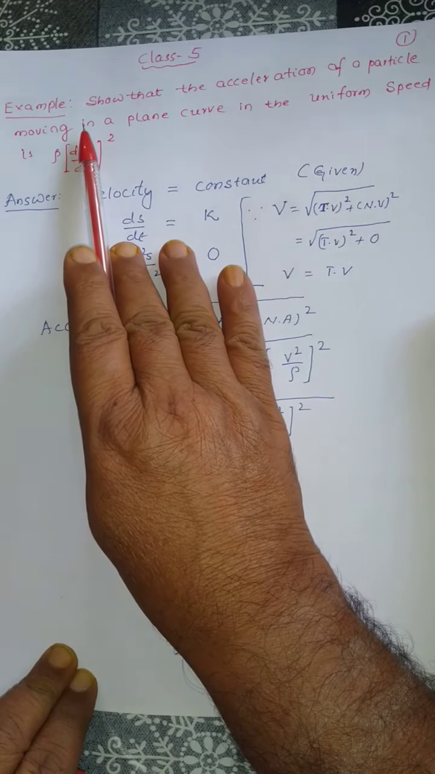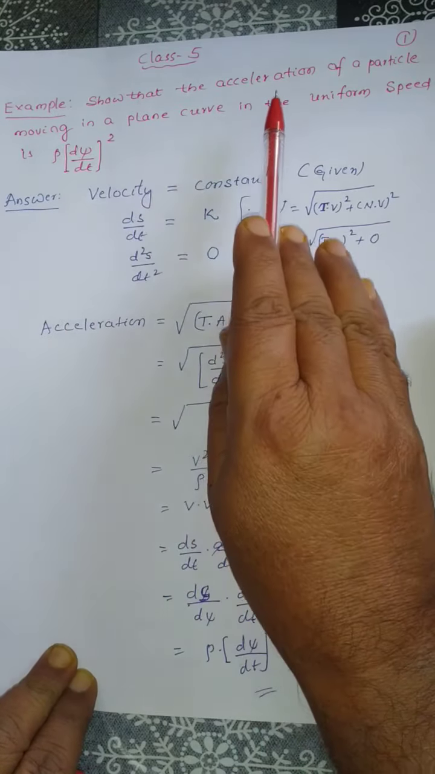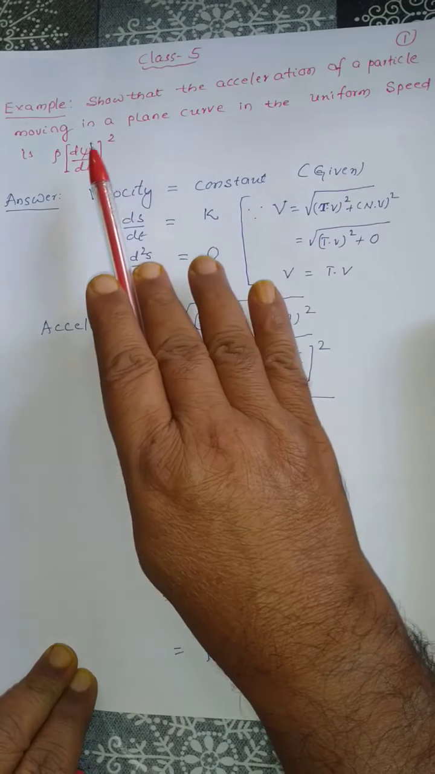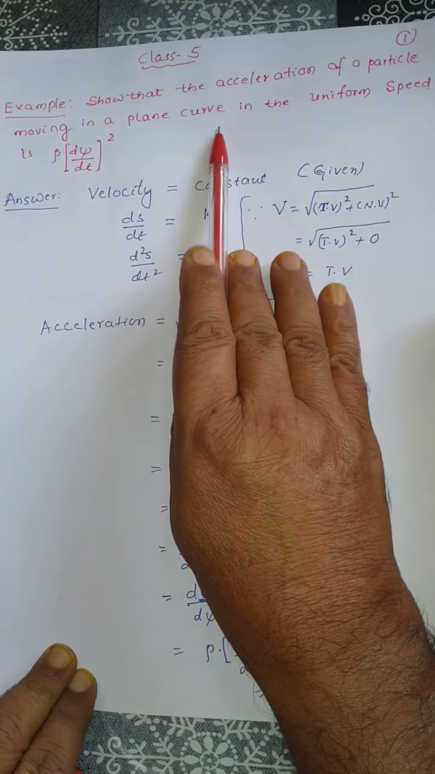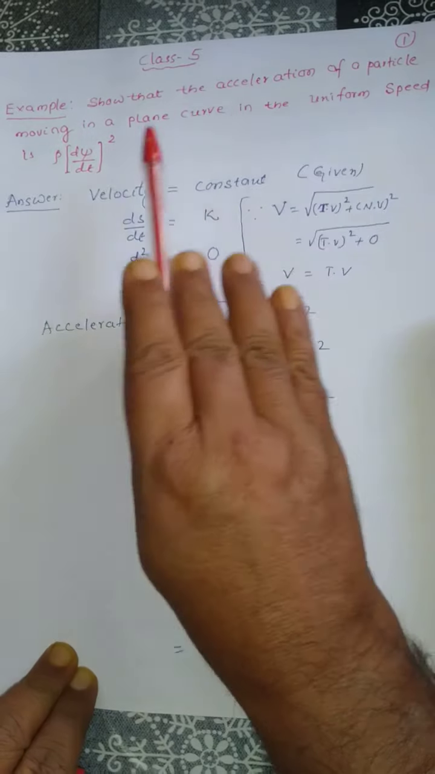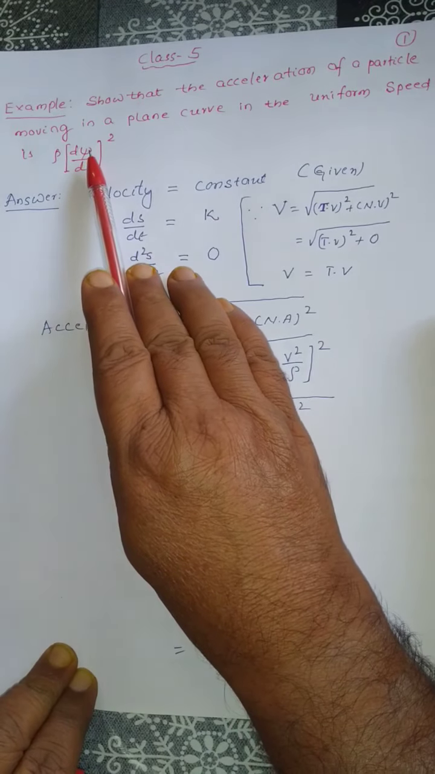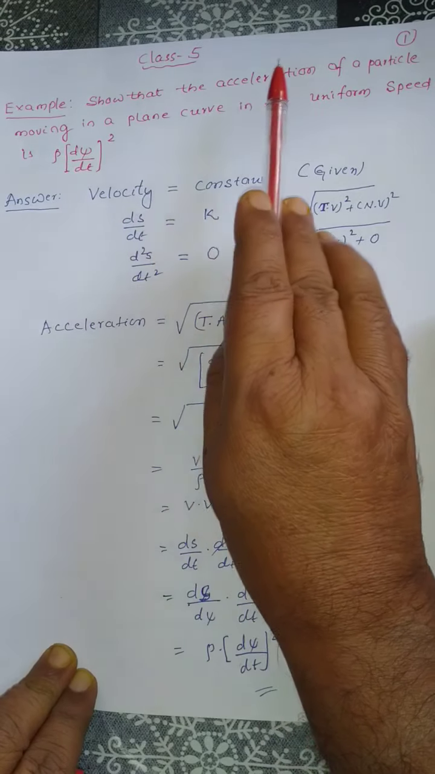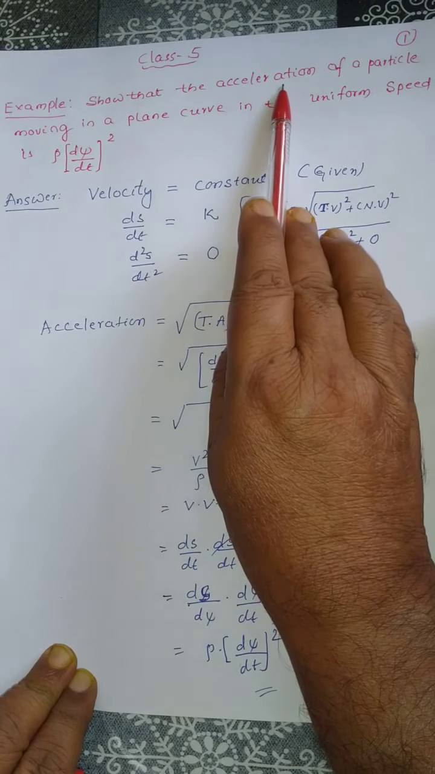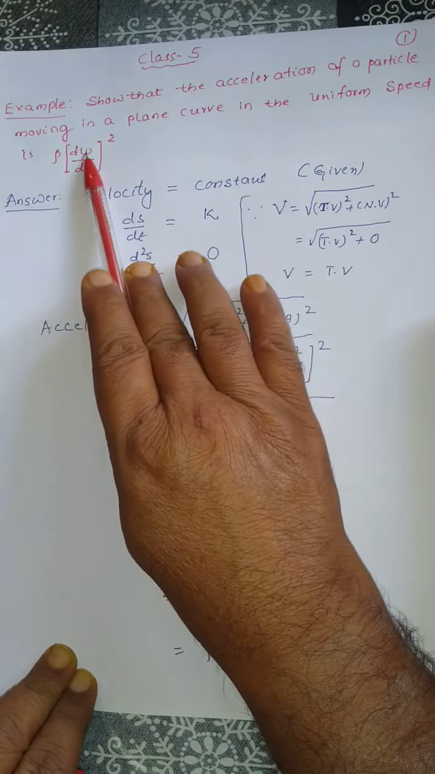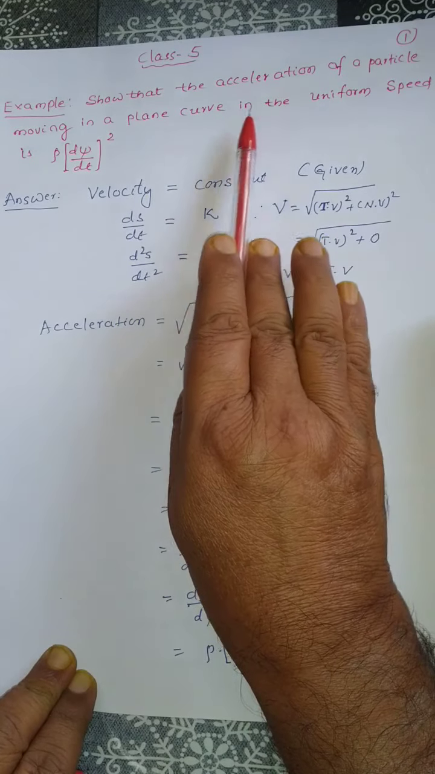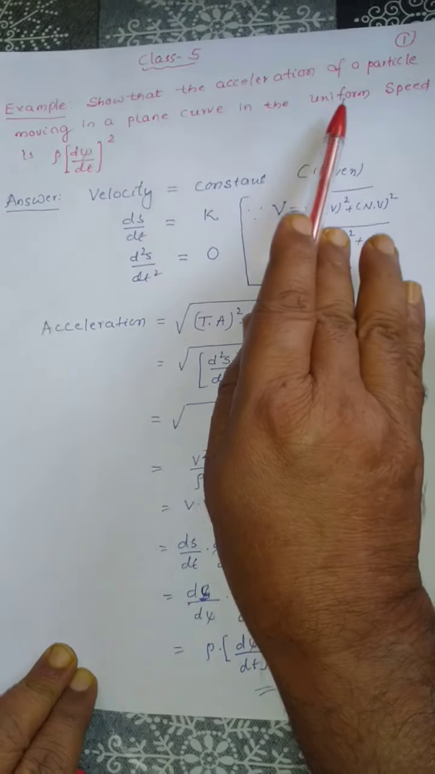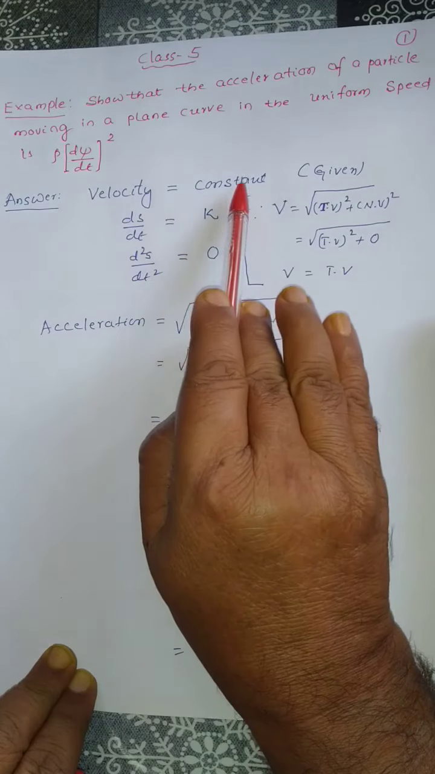Example number 1: show that the acceleration of a particle moving in a plane curve with uniform speed is rho into (d psi by dt) whole square. So here we are finding the acceleration. We have to prove the acceleration is so much when the particle is moving with a uniform speed. Uniform speed means velocity is constant.